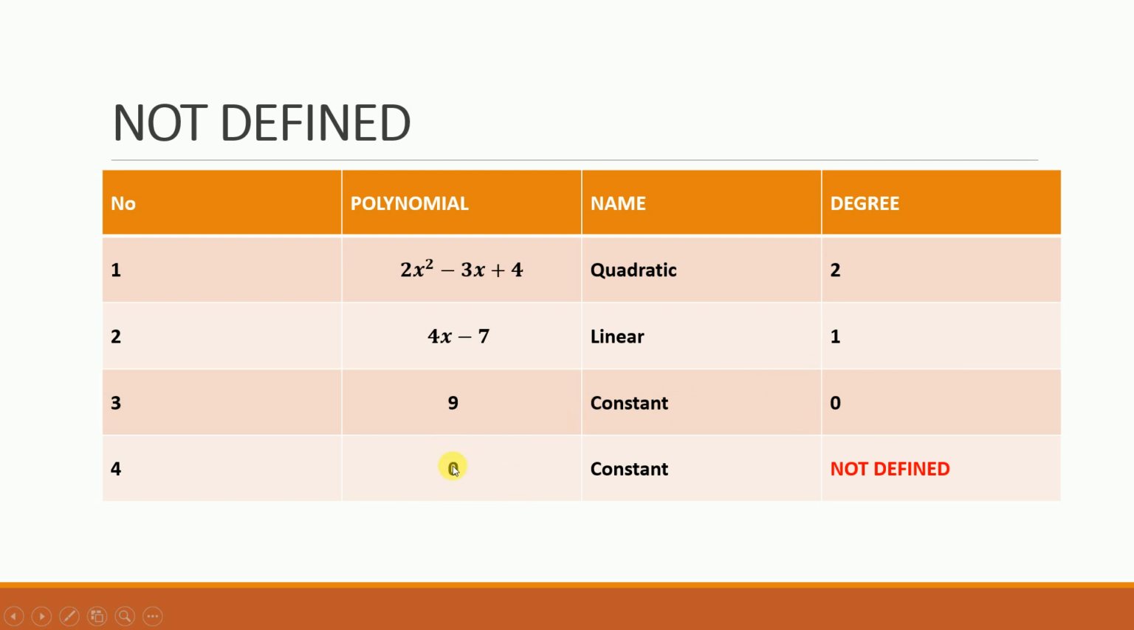Every real number is a constant. It can be treated as a constant polynomial, but can we say that the degree of every real number is 0? No. For example, consider 0. 0 is also a constant. It is also called a constant polynomial, but its degree is not defined. So we conclude that every non-zero real number is a constant polynomial of degree 0.